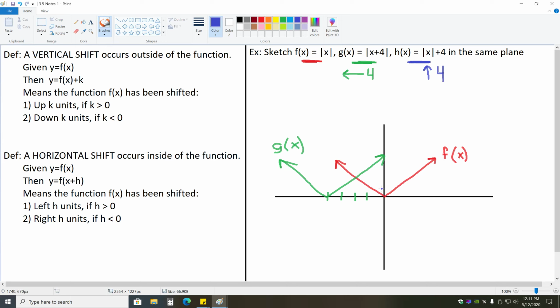So we'll start at 0. 1, 2, 3, 4. And we're going to take this V shape and just draw it back up here. Again, try to make the lines parallel so it shows you're dealing with the same graph. And this is our graph of h of x. It's the exact same V shape, or the absolute value graph, but it's been shifted up 4 units.